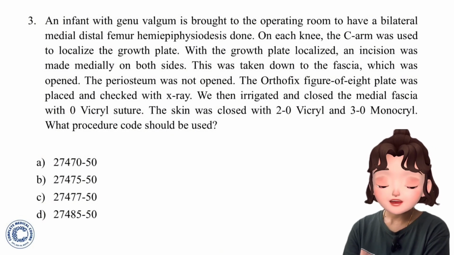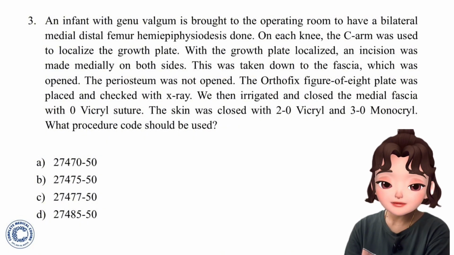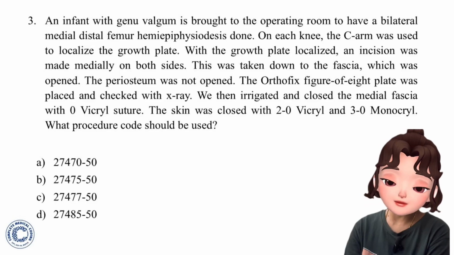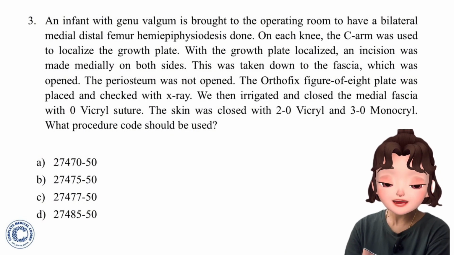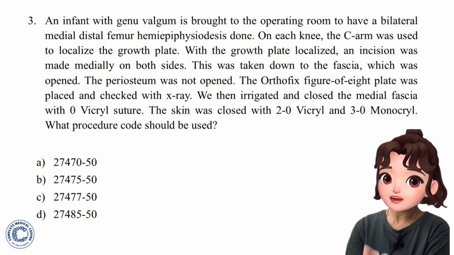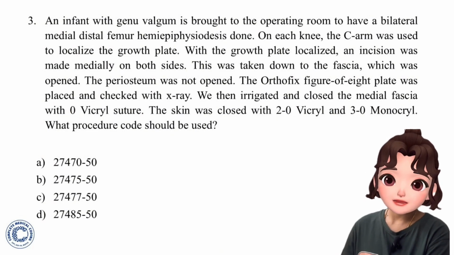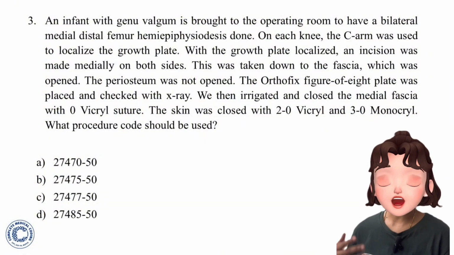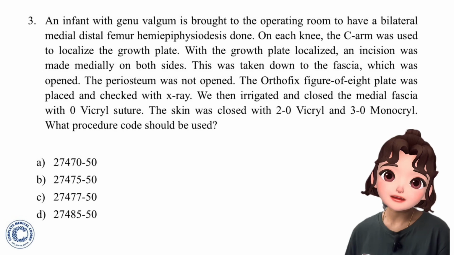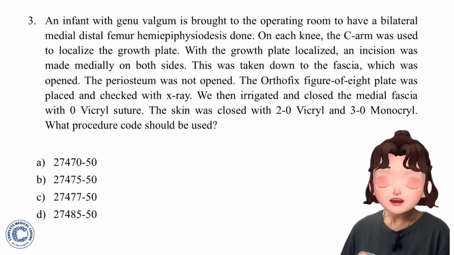And what about option D, 27485? 27485 is arrest hemiepiphyseal distal femur or proximal tibia or fibula. Example, genu varus or genu valgus. Yes, here you got the correct medical term, genu valgum. It could be the full knee. That is why it is mentioned in CPT code 27485: distal femur or proximal tibia or fibula, genu valgum. So genu valgum is the condition here.